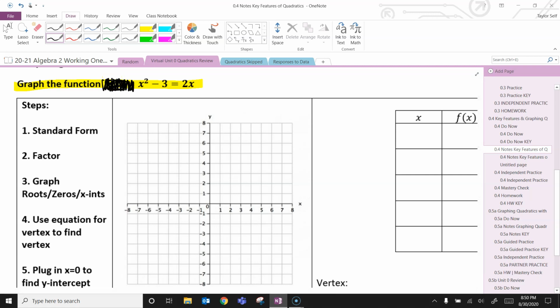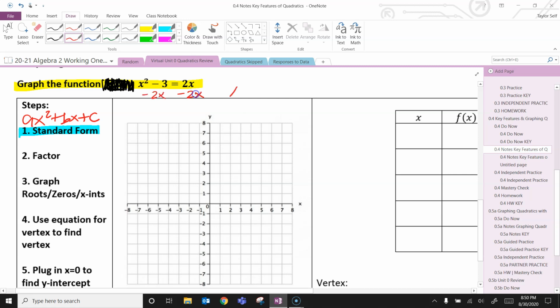Okay, first thing we're going to do, I have instructions over here. Steps. First thing, get to standard form. So remember, standard form is ax squared plus bx plus c. This is not in standard form right now. We need to move this 2x over. So we're going to subtract 2x from both sides.